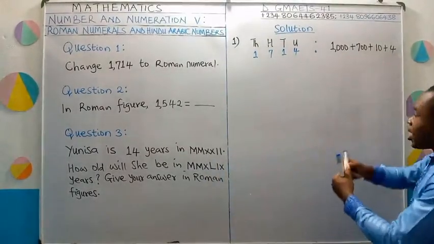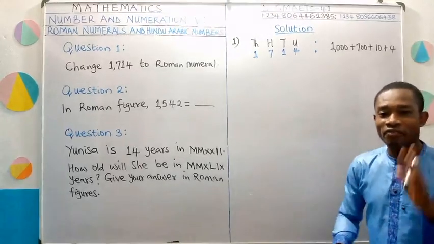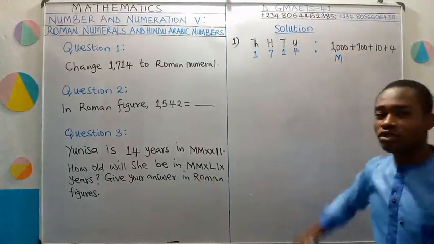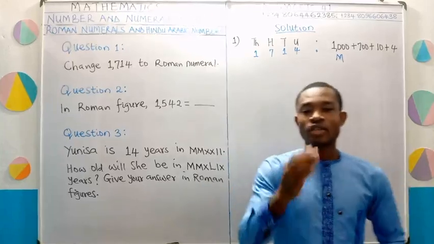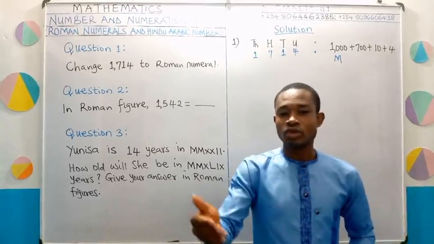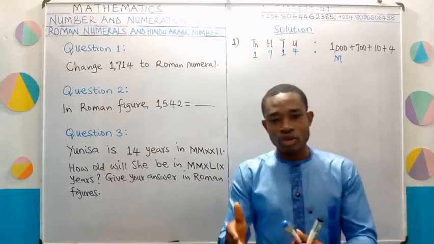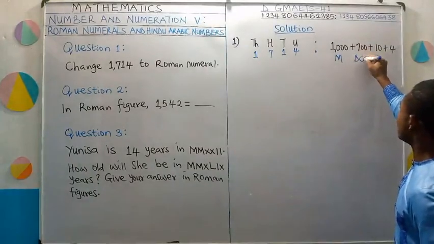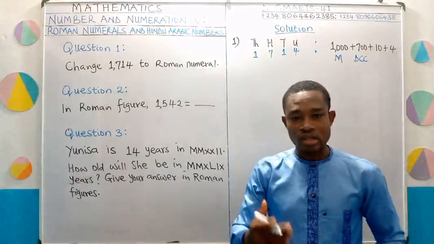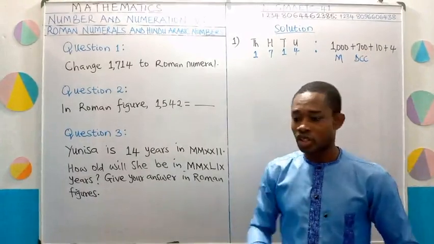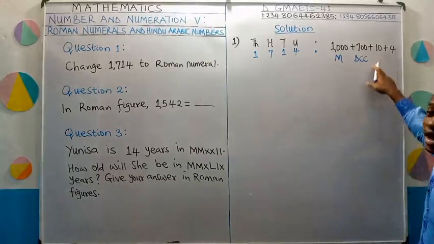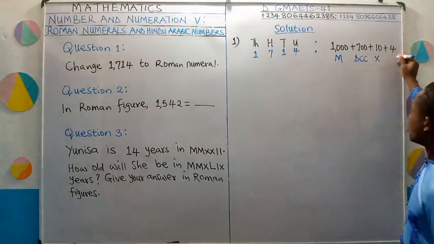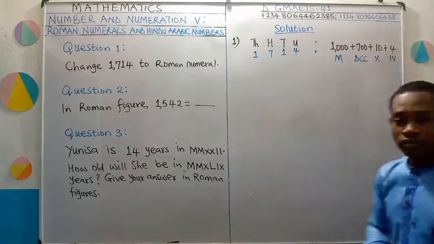So with this now we can write their Roman figures. This 1000 is M. 700, how do you write 700? You can get 700 from 500 and 200. You know, 500 plus 200 will give you 700. So this 700 is going to be DCC. D is 500. CC gives us 100 plus 100, which is 200. And then we have 10 here, and 10 is X. Then we have 4, and 4 is IV.